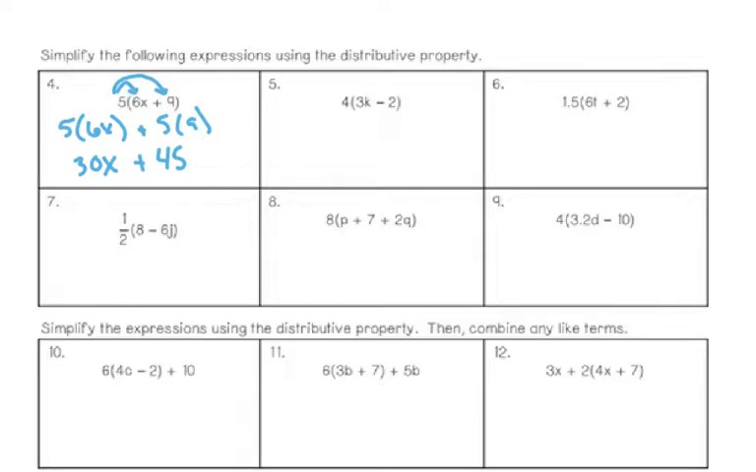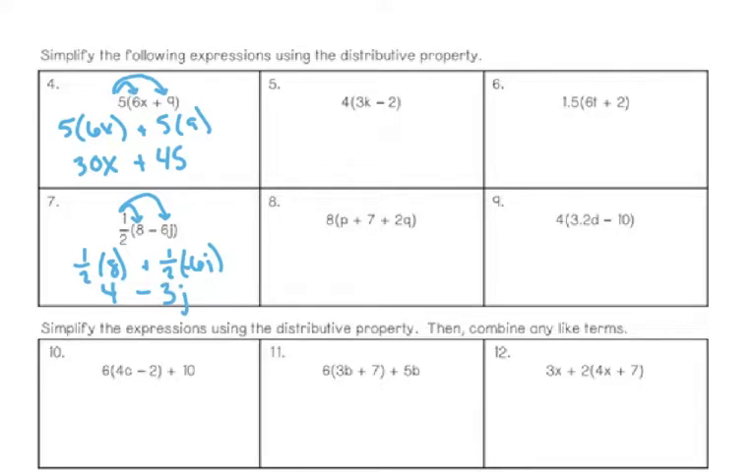Let's go ahead and look at number 7. On number 7, we have a fraction as the number outside of our parentheses. It doesn't matter when it's a fraction. We know that's still just a rational number, and we can still multiply with rational numbers. So I'm going to take that 1/2 and distribute it to both the 8 and the negative 6j. 1/2 times 8 is 4, and 1/2 times negative 6 is negative 3. We have to keep that variable j with our number, though.